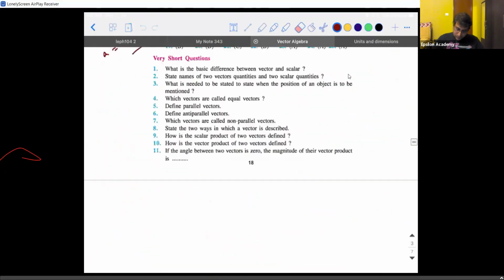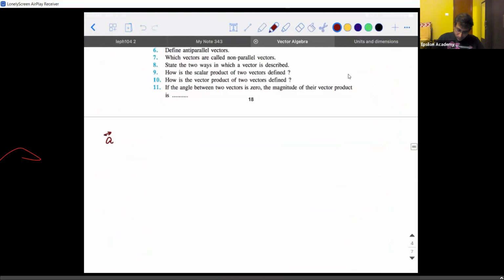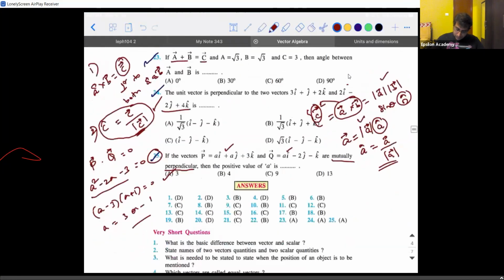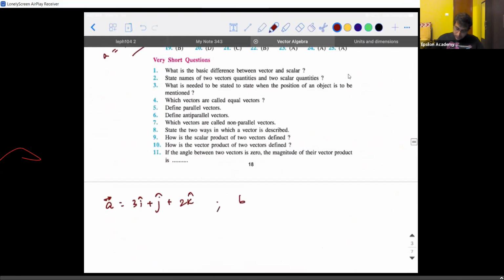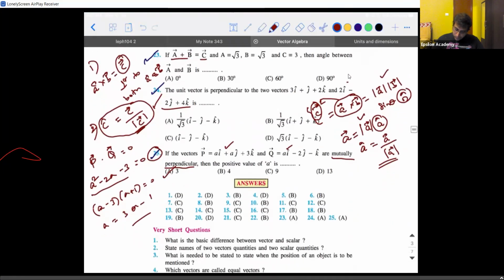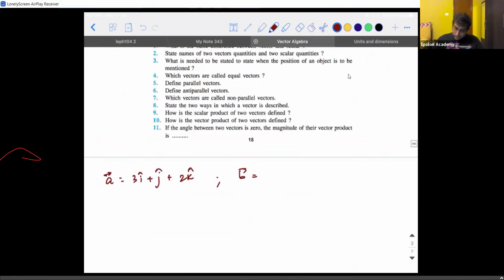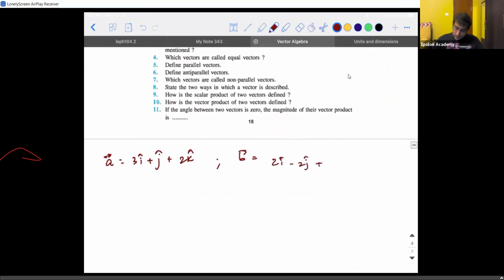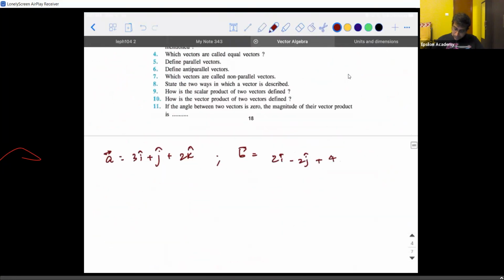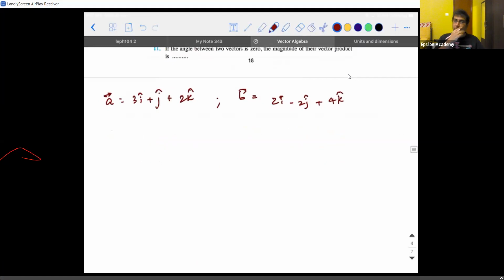So A vector is how much? 3i cap plus j cap plus 2k cap. And B vector is equal to how much? 2i cap minus 2j cap plus k cap. Okay. So we need to find the unit vector perpendicular to this.